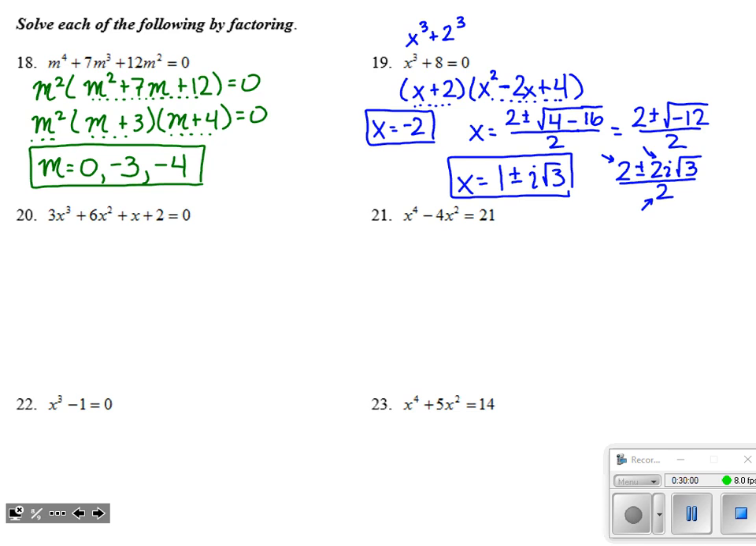For number 20, I've got 4 terms. I don't see a GCF that I can take out, so I know that 4 terms, my only hope is factor by grouping. So I set up my 2 groups. What can I take out of that first group? Well, a 3x squared, and I'll be left with an x and a positive 2.